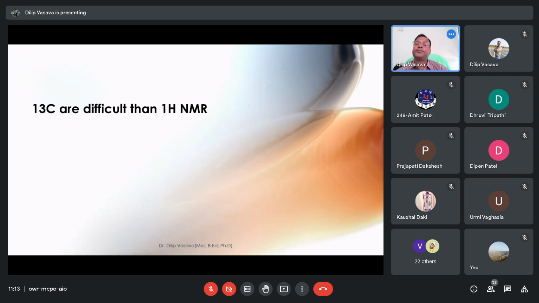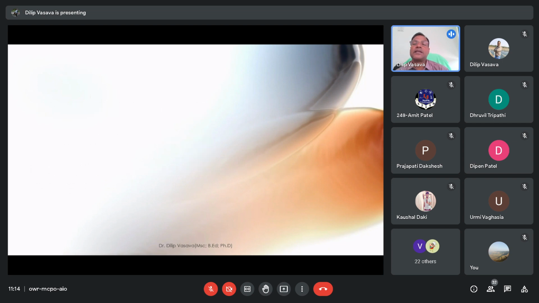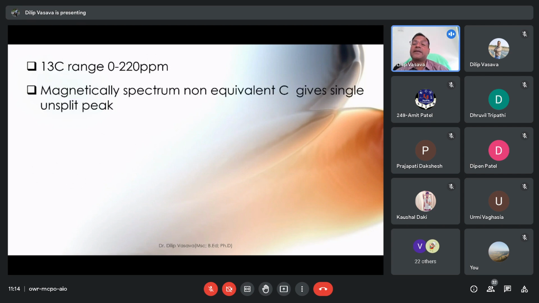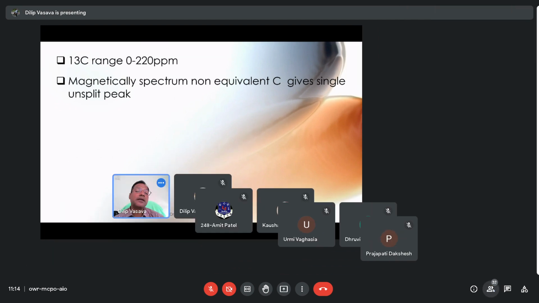So here, one thing I wanted to mention, that 13C is very difficult compared to the 1H NMR, because 12C is not detectable, and 99% of carbon available on the earth is 12C. Another one is that the magnetic resonance of the 13C is very weak. That is only 1%. So that is why it is difficult. It is also difficult because the range is very high. The 13C range is 0 to 220, and it is mentioned that magnetically non-equivalent carbon gives a single unsplit peak.